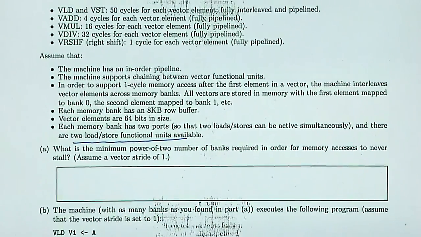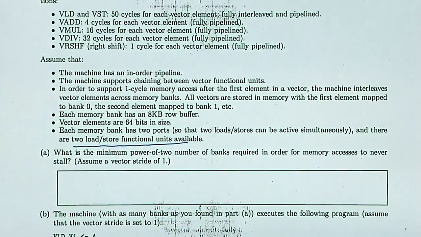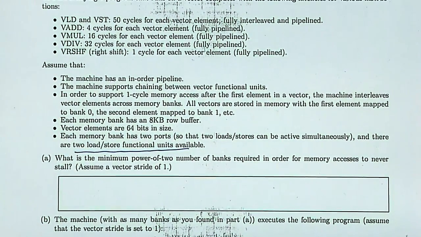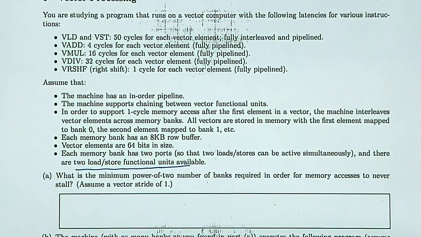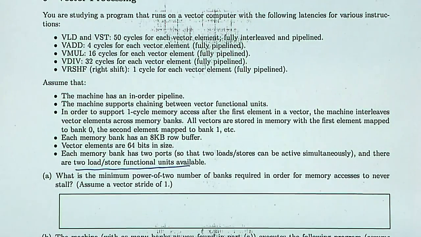So the first question asks, what is the minimum power of 2 number of banks required for memory accesses to never stall? We're assuming a vector stride of 1, so you're not skipping elements in the vector. Who has an idea for this one? Yeah. Okay, you said 32, so why 32?